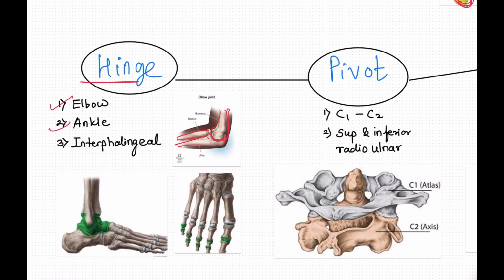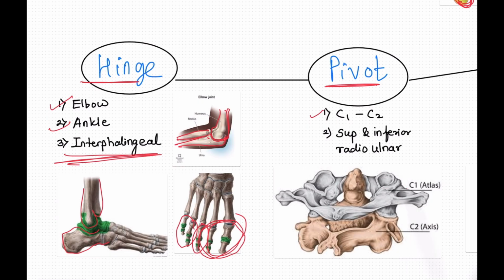Then the ankle joint, which is formed again with talus and tibia, fibula. Then interphalangeal joints, the distal portion of the hand. All these form hinge joints, because they allow movement in only one direction, like a hinge. Then the other one is the pivot joint. Here there are C1 and C2, that is the first and second cervical vertebra.